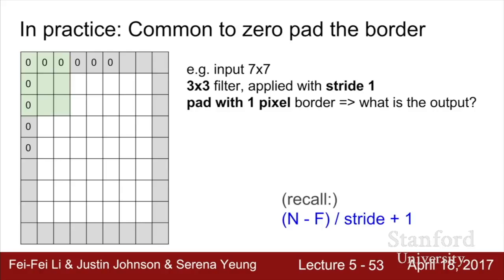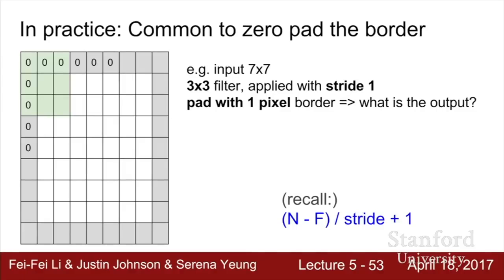Okay, so here's a question. Who can tell me, if I have my same 7 by 7 input and 3 by 3 filter with stride 1, but now I pad with a 1 pixel border, what's the size of my output going to be? I heard some 6s, heard some 7s.